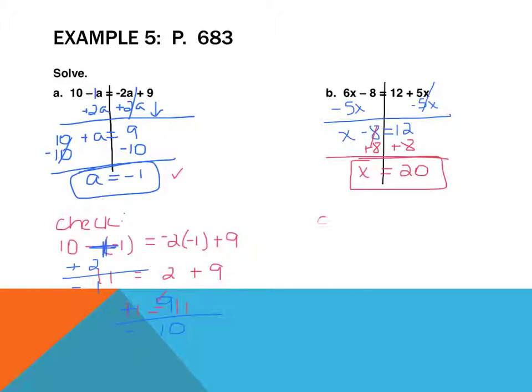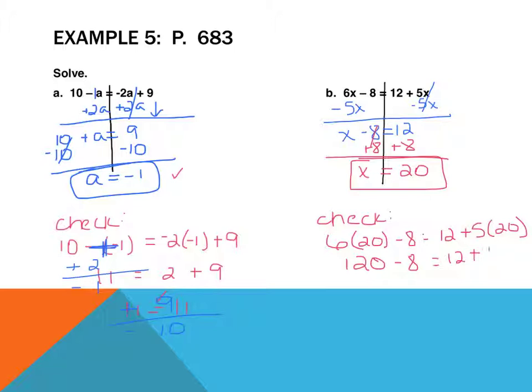And we will check. So that's going to be 6 times x, or 6 times 20, minus 8 equals 12 plus 5 times x, which is 5 times 20. So 6 times 20 is 120. 12 plus 5 times 20 is 100. So 120 minus 8, 112, and 12 plus 100 is also 112.